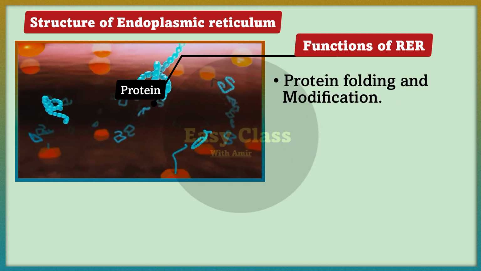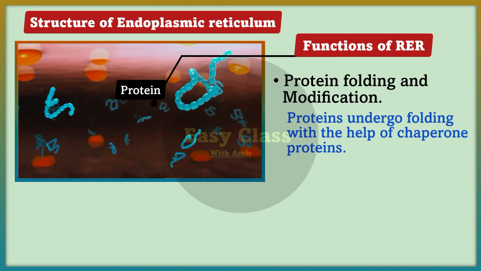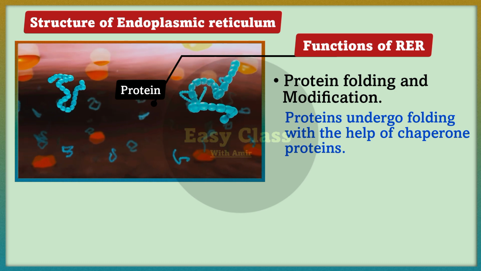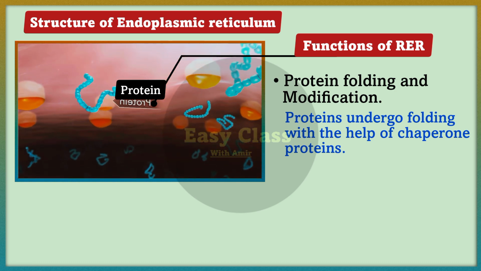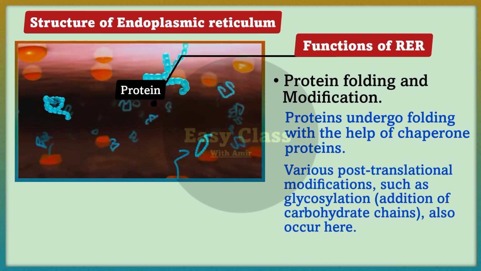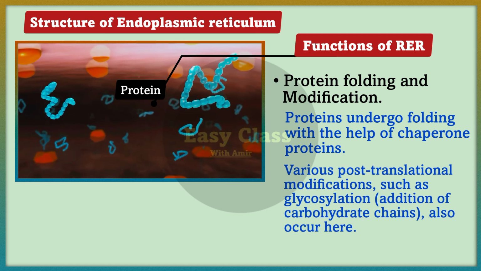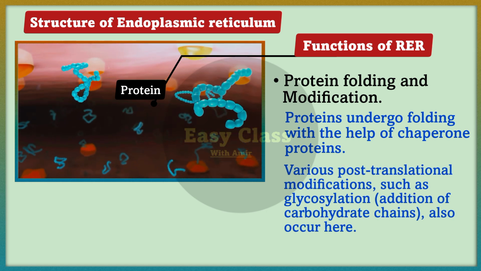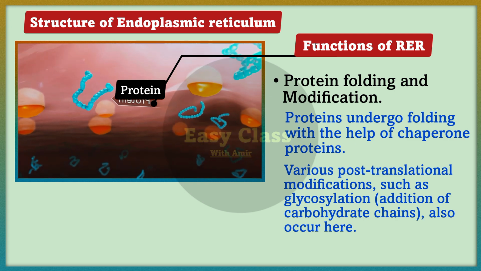Protein folding and modification: within the RER lumen, proteins undergo folding with the help of chaperone proteins. Various post-translational modifications, such as glycosylation, addition of carbohydrate chains, also occur here.